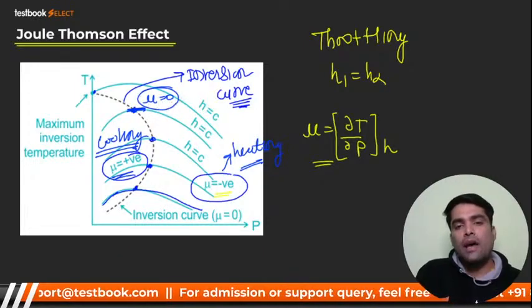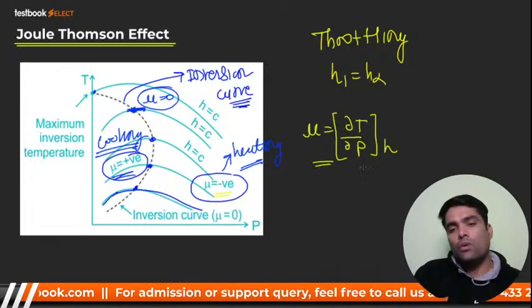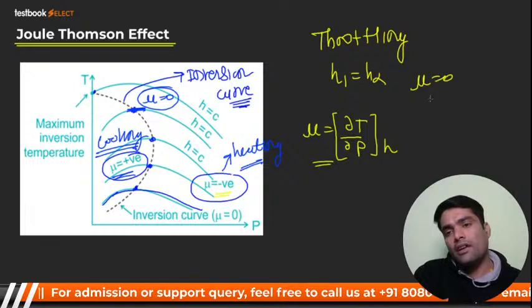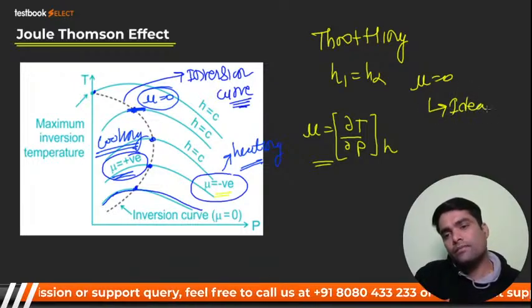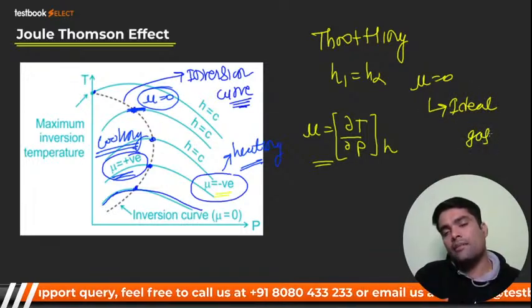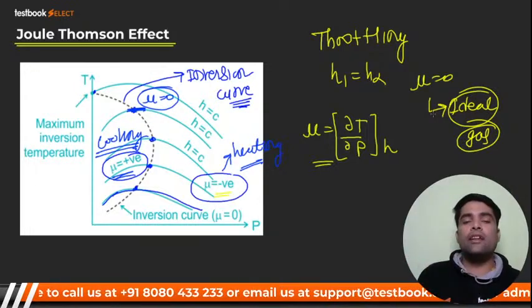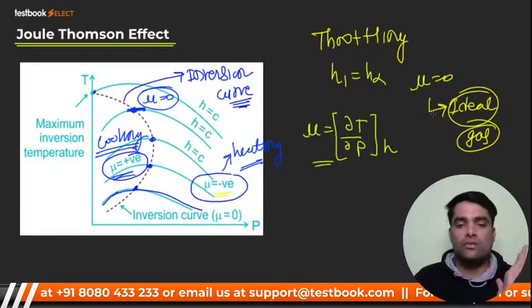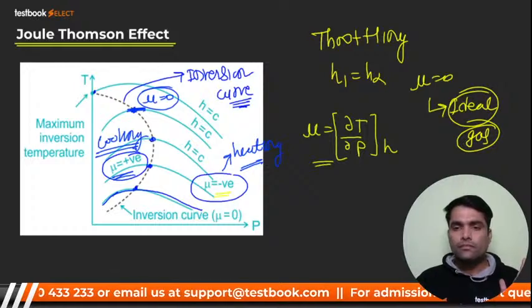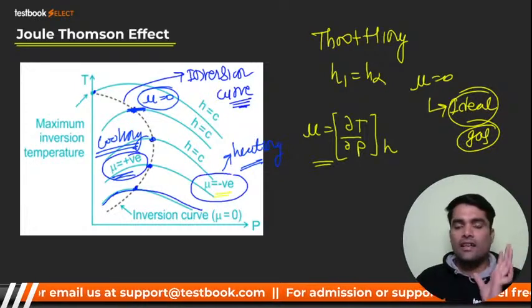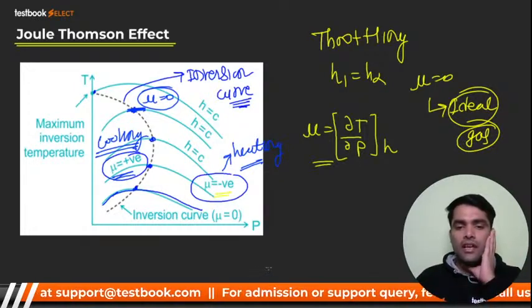This value of mu equal to 0 is for an ideal gas. I already told you, at that point the temperature remains the same, it will not change. That is going to be an ideal gas. Okay, is it clear now?